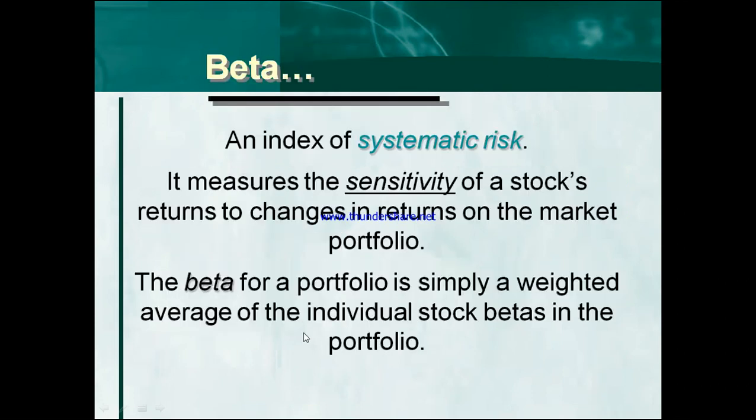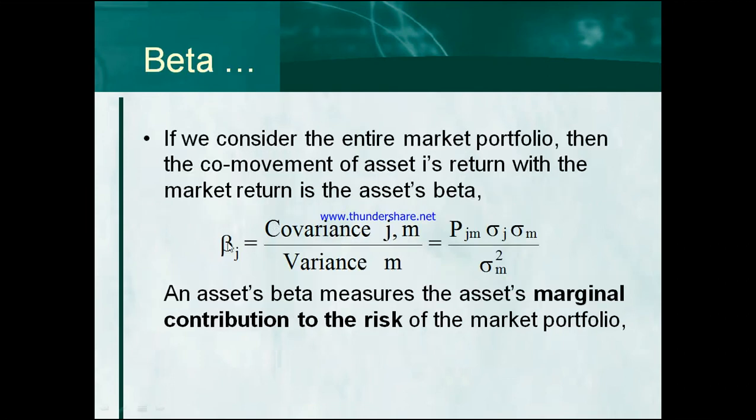Look at this one. An index of systematic risk, it measures the sensitivity of the stock returns to changes in returns on the market portfolio. The beta for a portfolio is simply the weighted average of the individual stock betas in the portfolio. We can calculate it using these techniques. Beta coefficient is the covariance divided by the variance. By using these techniques, we can determine this beta. After this value, we can check whether our risk is diversifiable or non-diversifiable.